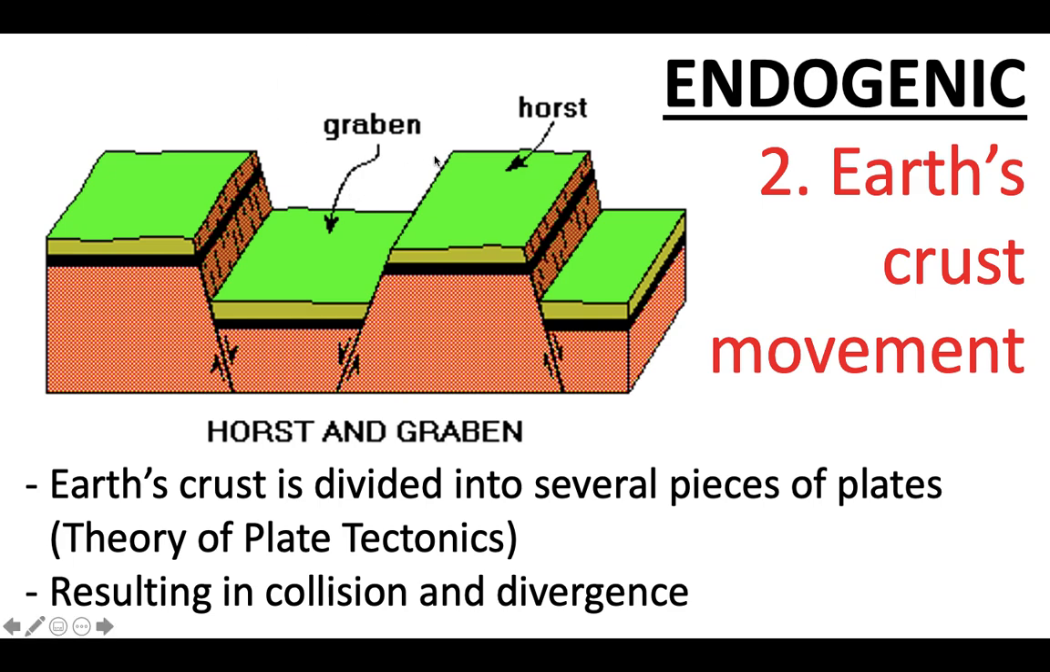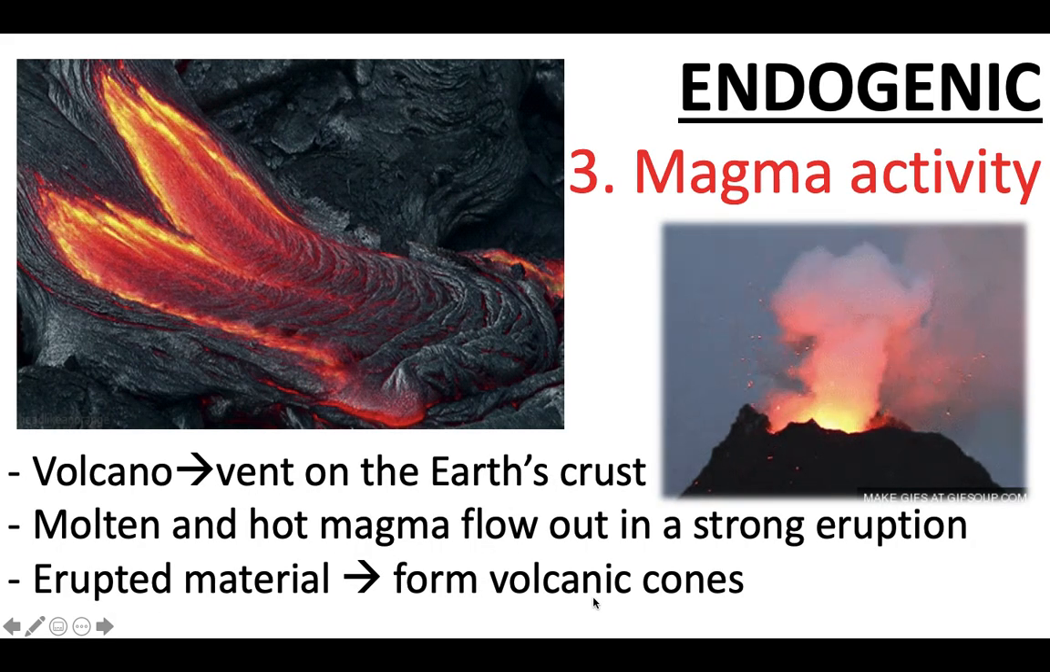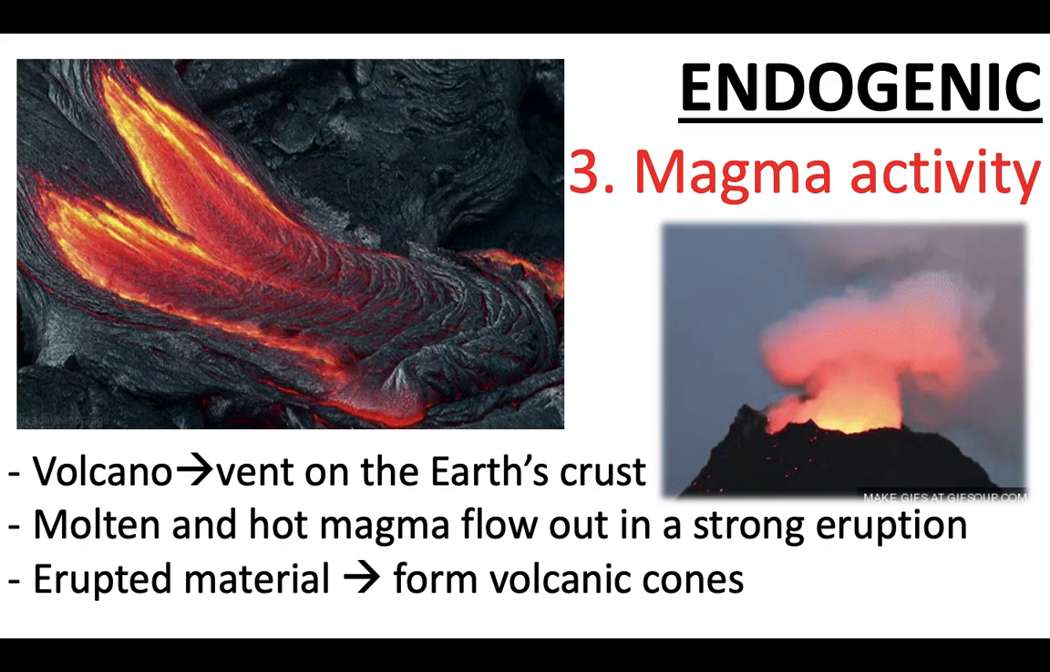Ini contoh dia graben and also horst. Kawasan dia tu semakin tak sekata. Okay, ada kawasan yang tinggi, ada kawasan yang rendah because of the collision and also the divergence of the plate. Okay, the next one is the magma activity.